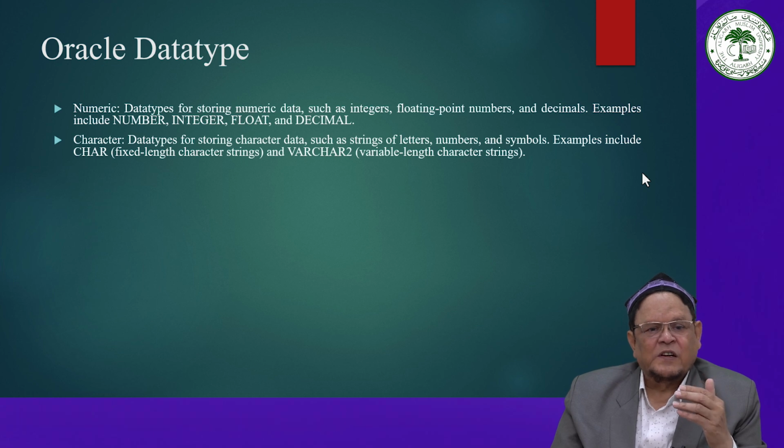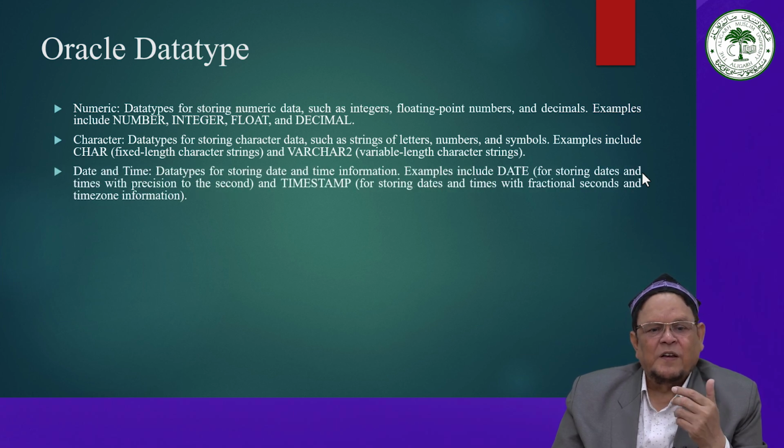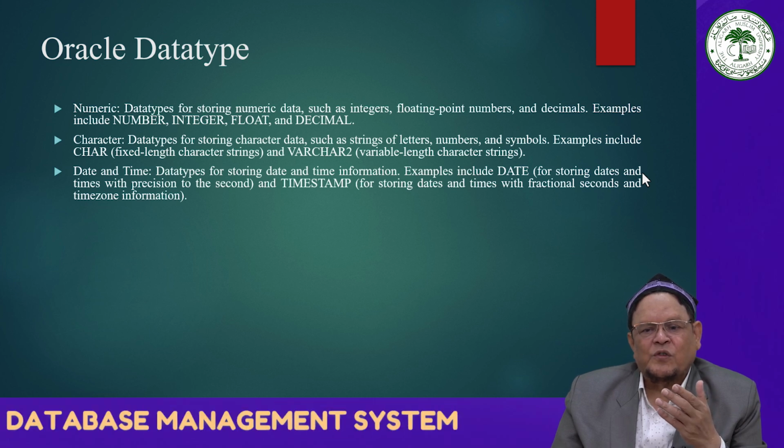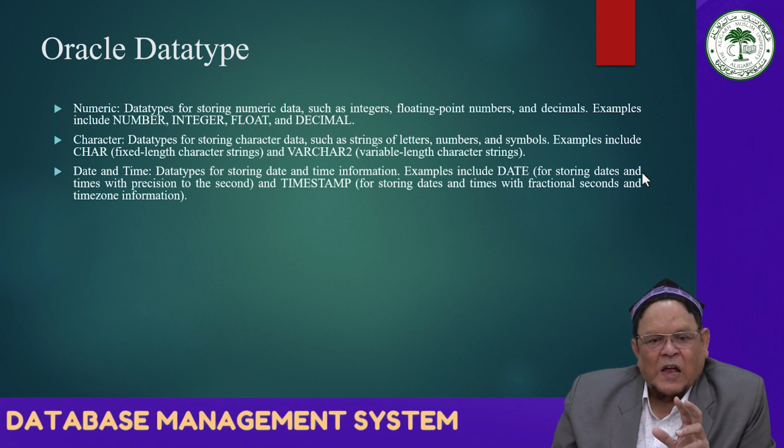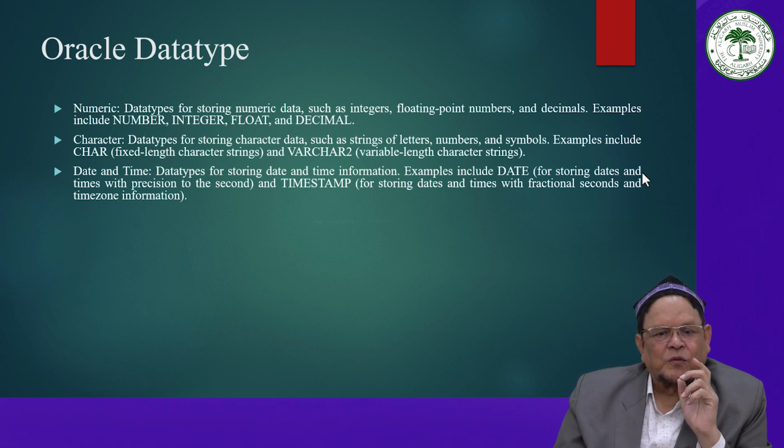Characters: data types for storing characters such as a string of letters, numbers, symbols. For example, CHAR is a fixed-length string, and VARCHAR is a variable-length character string. Time and date: DATE is for storing the date and the time with precision to seconds. TIMESTAMP you can say is for storing a date and time with fractional seconds and time zone information. So TIMESTAMP and DATE are also there.